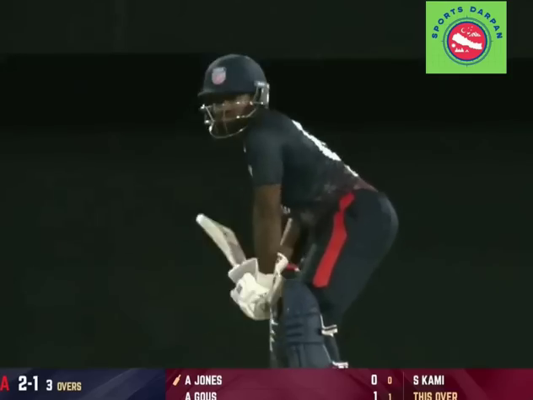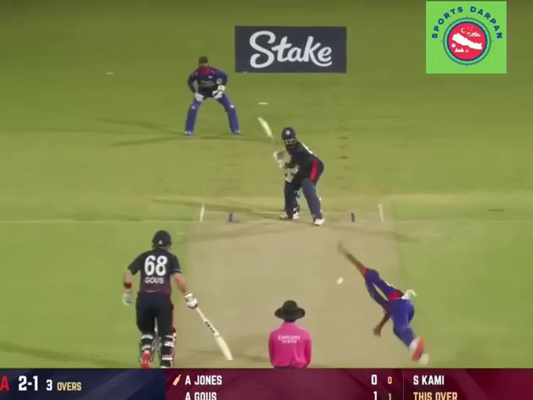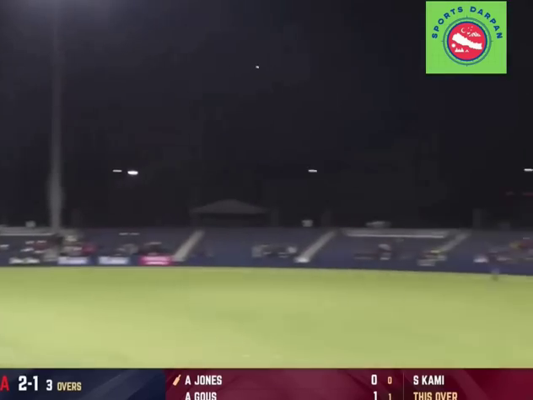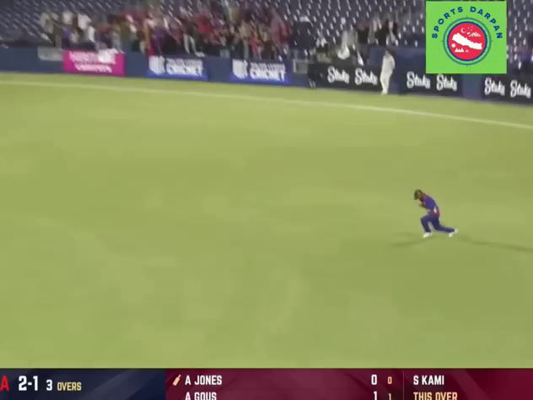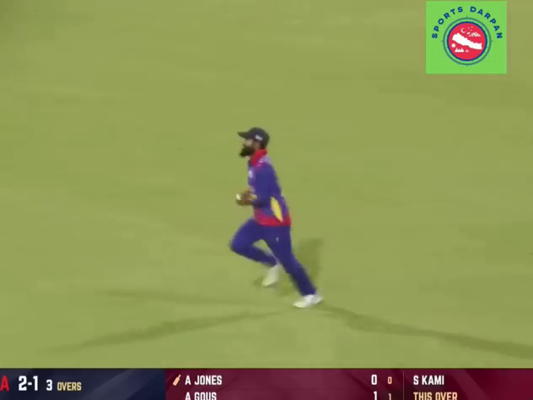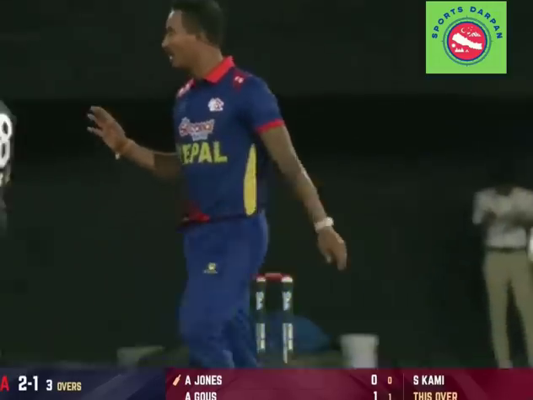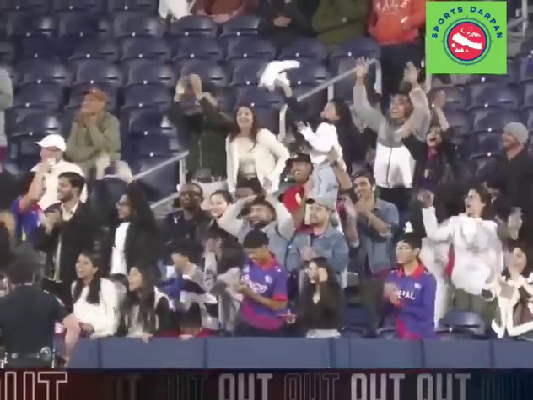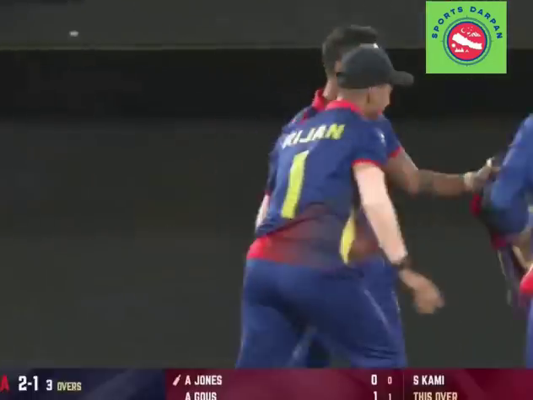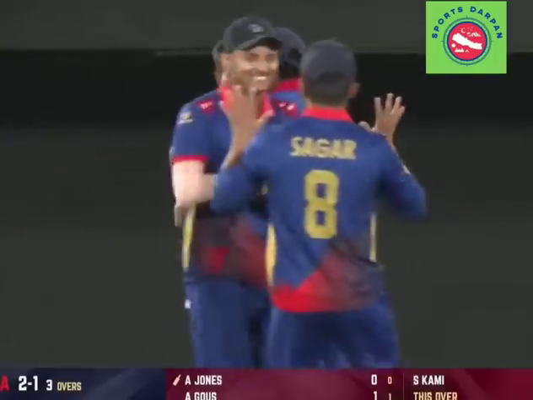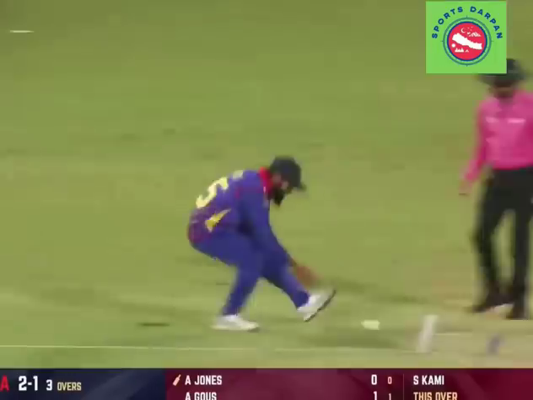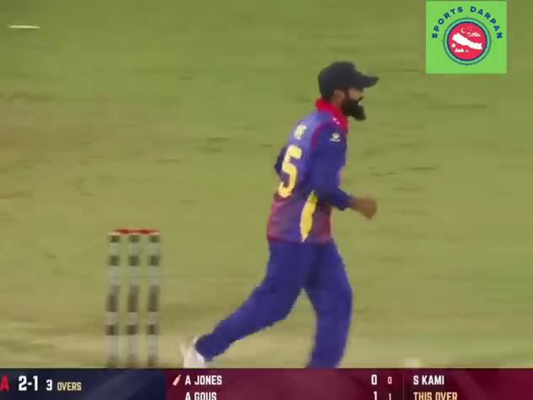On his 30th birthday, Aaron Jones has 3 balls to work with. And he heaves it into the leg side. Dipender Singh Airee is out there! USA in the super over. They have only 2 on the board. And Sampal Kami is the hero for Nepal. Surely they're going to go 2-0 up in this series now.